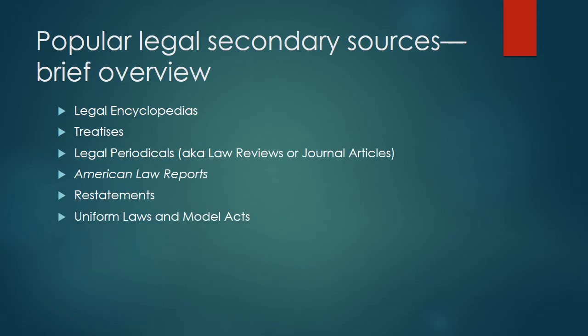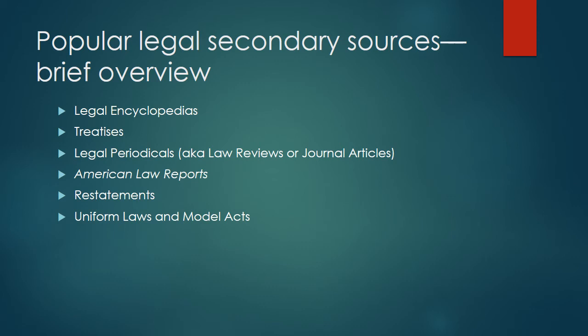All right, so some popular legal secondary sources. This slide will take a few minutes. There are some listed here: the legal encyclopedias, treatises, etc. Legal encyclopedias are organized by topic. For example, animals, criminal law, contracts. They cover general subject matter, and they often cite to seminal cases and additional secondary source materials about the subject.